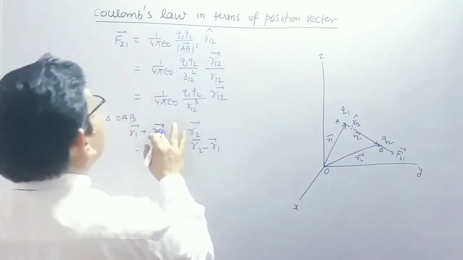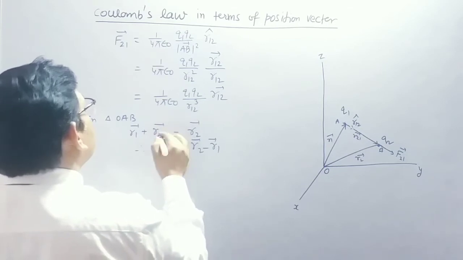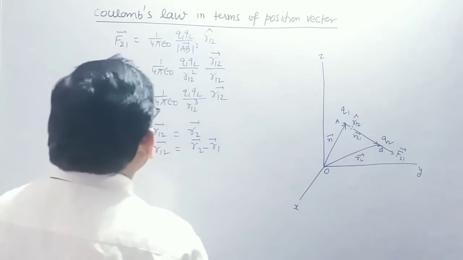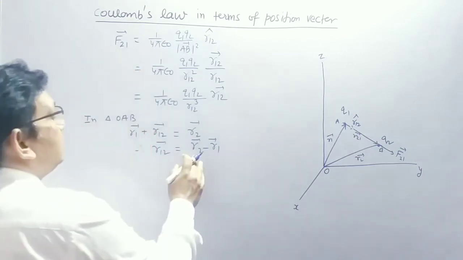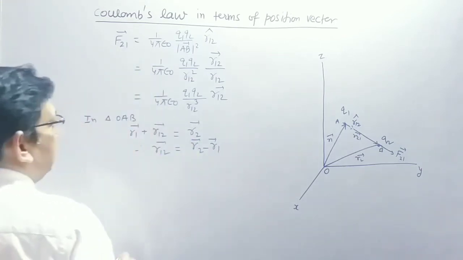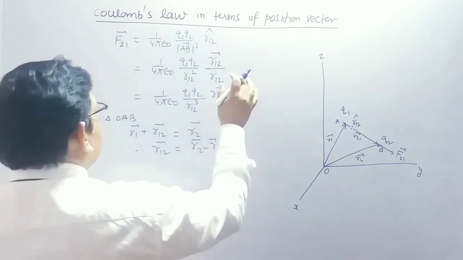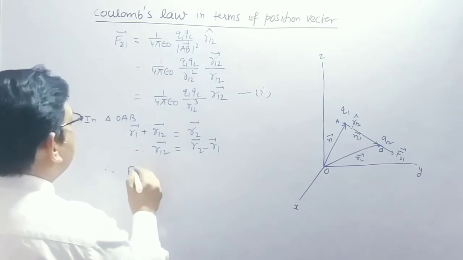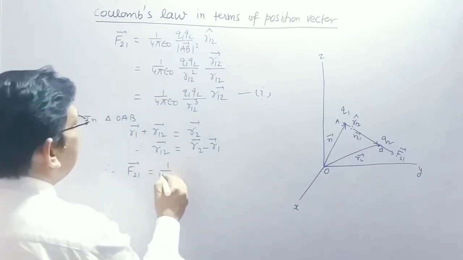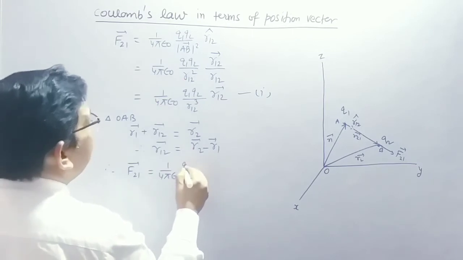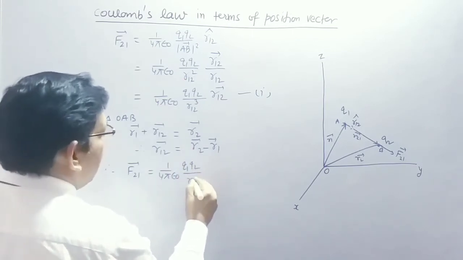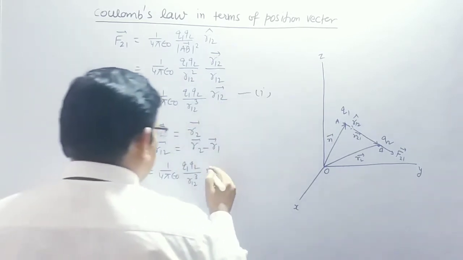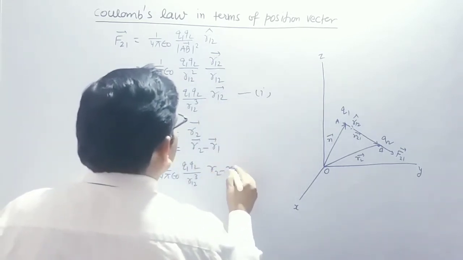Here we take the vector r12. So vector r12 can be written as final position vector minus initial position vector. Now keeping the value of r21 in expression 1, F21 is equal to 1 by 4 pi epsilon q1 q2 by r12 whole cube, and this r12 can be written as r2 minus r1.